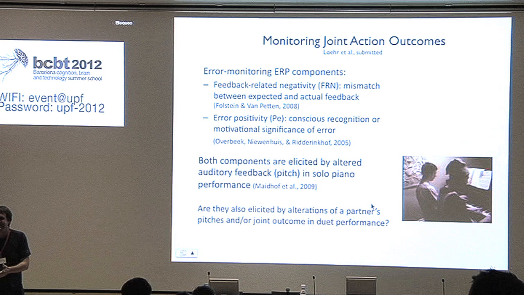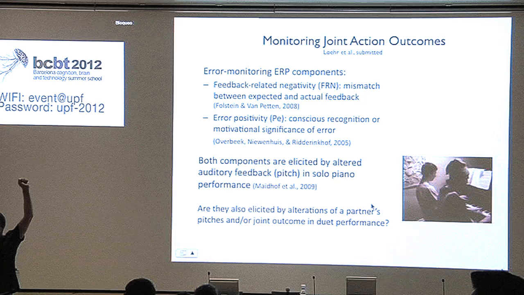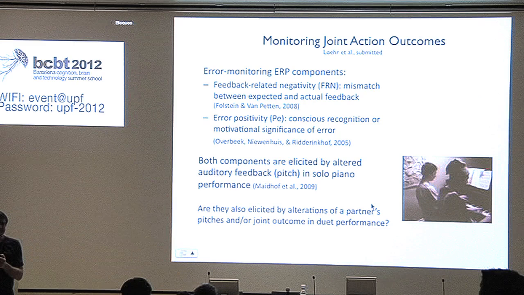That makes sense. Because some errors you just do on your own, but it doesn't affect the partner so much. In the initial video, if you make an error, it affects your partner in the joint action outcome because they will fall, right?